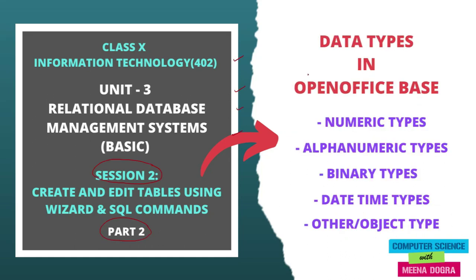So in part 2, let's see what we are going to cover. We are going to cover this topic, which is very important from examination point of view, and it's also a very important topic in order to understand how data is stored in RDBMS tables. So it is data types in OpenOffice Base, and as per your curriculum there are 5 categories of data types: numeric, alphanumeric, binary, date time, other, object type. Fine, so I will be going into their explanation one by one, and let's get into the video now.